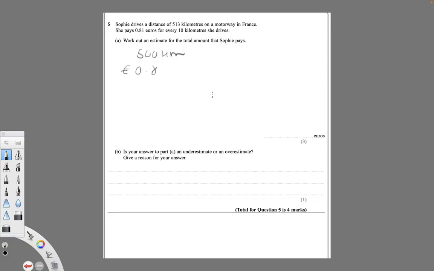So work out an estimate for the total that Sophie pays. Well, she's driving 500 kilometres and she's paying 0.8 for every 10 kilometres driven. So if we write a 500 under there, I've had to multiply that by 50, meaning that I will have to multiply 0.8 by 50.